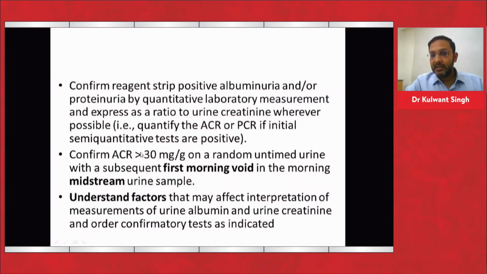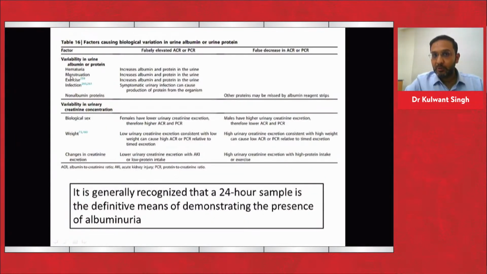And whenever there is a positive ACR as an incidental finding, we should go for a first morning void, midstream urine sample to assess the exact ACR. We should also know the factors which affect our ACR or PCR values. In a patient who is having hematuria, during menses, exercise, or infection, there are increased albumin values in the urine, so it will falsely elevate our ACR or PCR value.